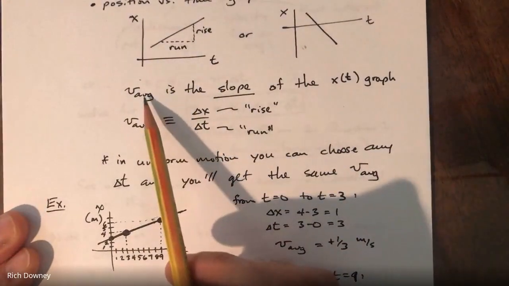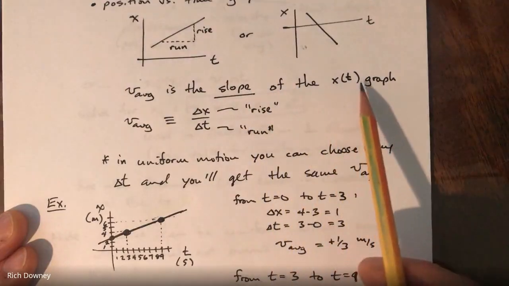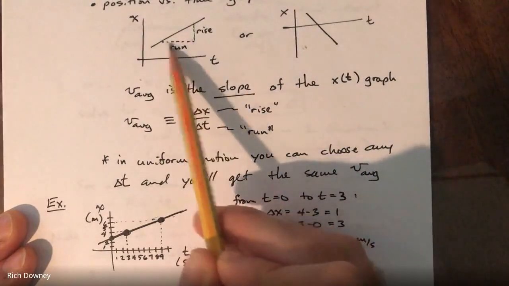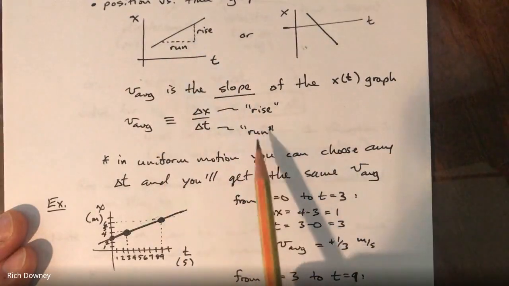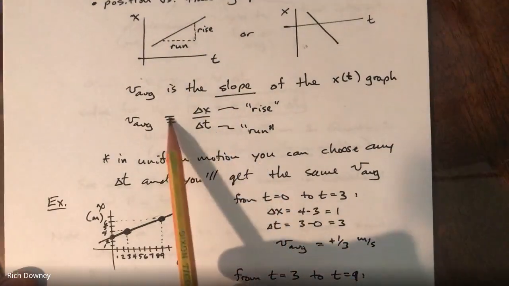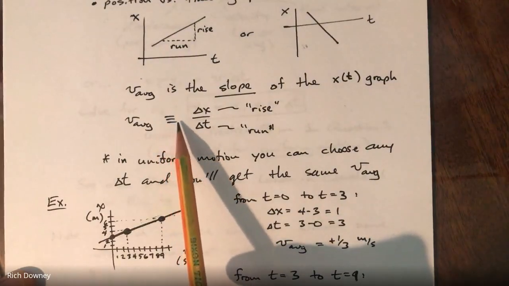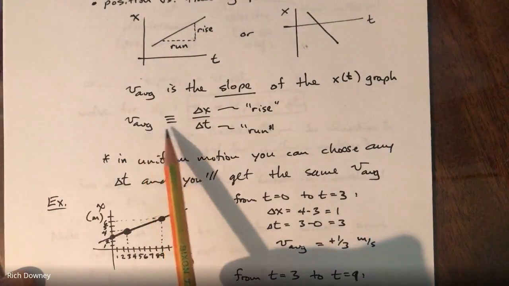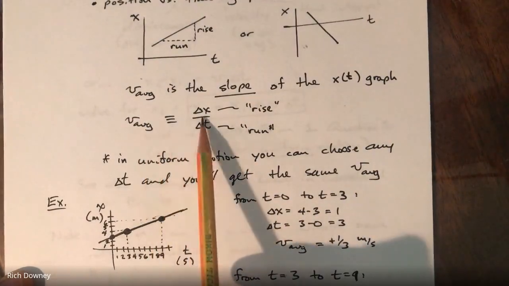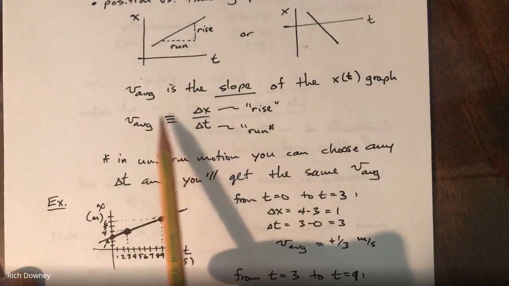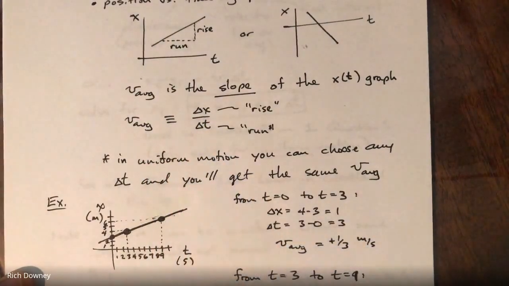So the average velocity will be the slope of the graph. It'll be the rise over the run, the change in x over the change in t. And by the way, this symbol here, the triple equal sign, means a definition. So this is the definition of average velocity. It's different from saying that this thing is equal to this thing. It's saying that this thing is defined as being this thing.